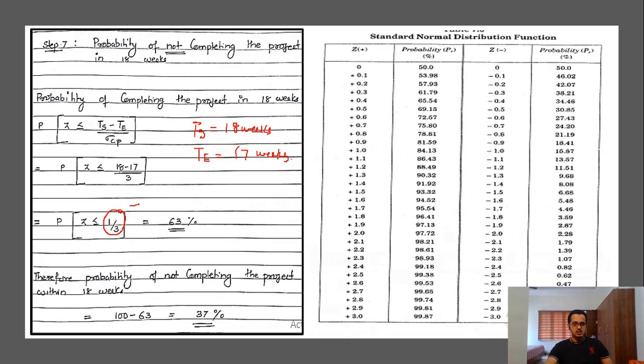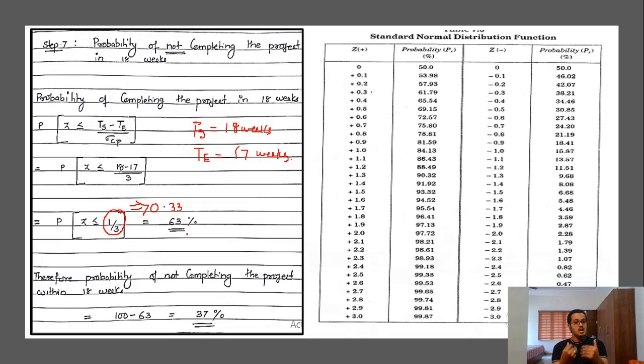Okay, 1 by 3, which is almost equivalent to 0.33. So you just check the value of Z less than or equal to 0.33. Here 0.3 is given as 61 and 0.4 as 65. So this value of 0.33 needs to be calculated by interpolation and we will get the value as 63 percent. So this 63 is the probability of completing the project in 18 weeks.